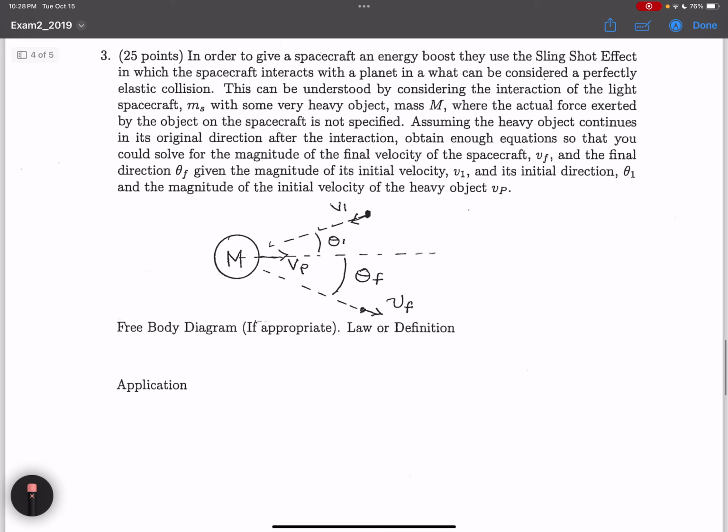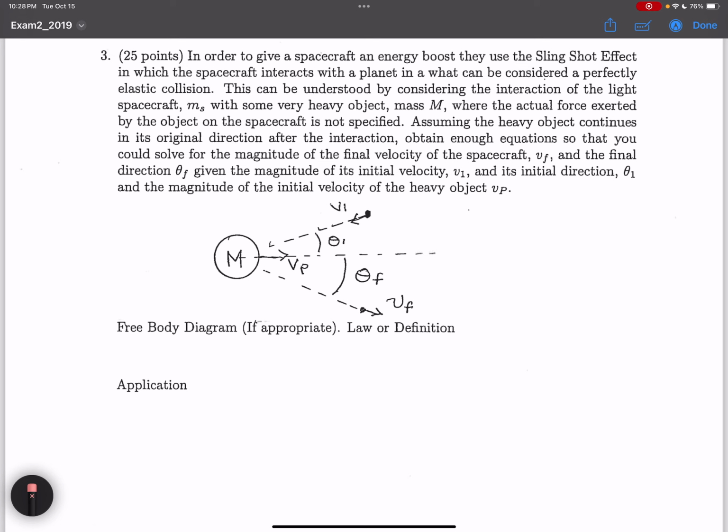Okay, so this spacecraft with some heavy object mass m, where the actual force exerted by the object on the spacecraft is not specified, assuming the heavy object continues in its original direction after the interaction. Obtain enough equations so that you could solve for the magnitude of the final velocity of the spacecraft Vf and the final direction, given the magnitude of the initial velocity V1 and its initial direction.